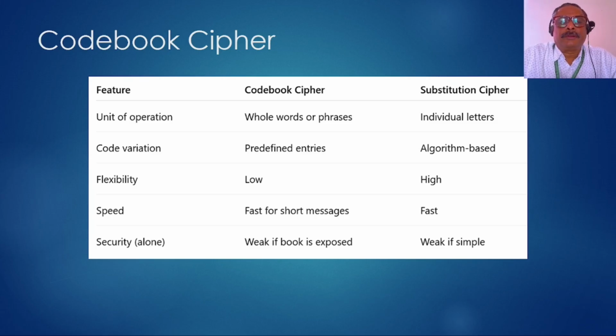And if you look at security alone, the codebook cipher technique is weak if the book is exposed, but the substitution cipher is weak in itself, because as we have seen earlier, properties of the language, knowledge about the grammar and the alphabet, can be used to easily crack a substitution method, but in a codebook it becomes a little more difficult. The only problem is, if the codebook is exposed, then the whole thing is gone. So we need to be very careful about maintaining the secrecy of the codebook. And that's it about the codebook cipher.